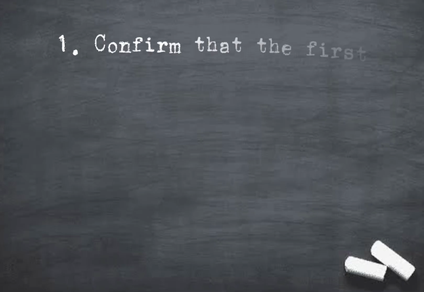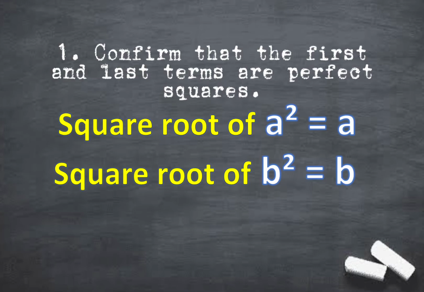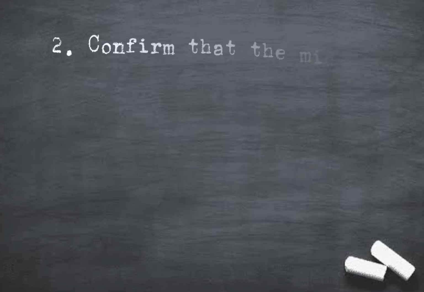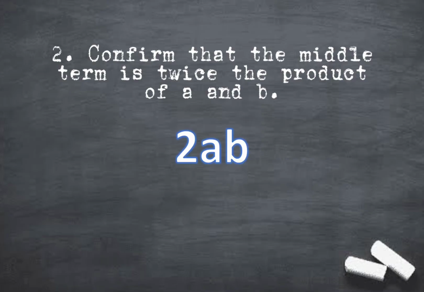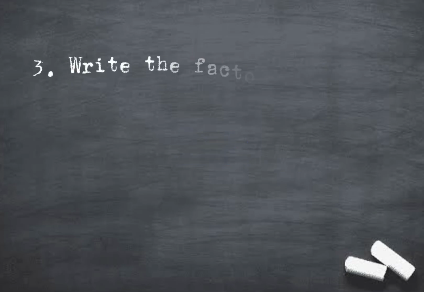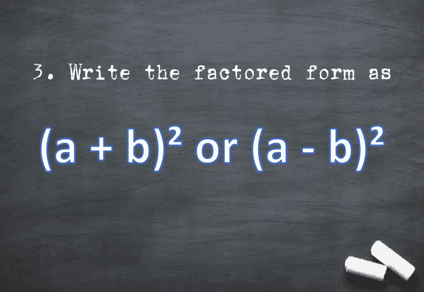Here are some steps that we can use. Number 1, confirm that the first and last terms are perfect squares. A squared and b squared are perfect squares with square roots a and b respectively. Number 2, confirm that the middle term is twice the product of a and b. In the example, we have 2ab. And number 3, write the factored form as a plus b squared or a minus b squared.